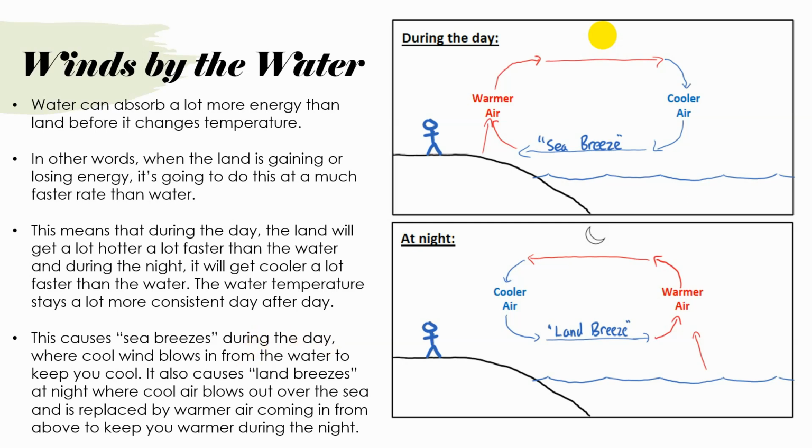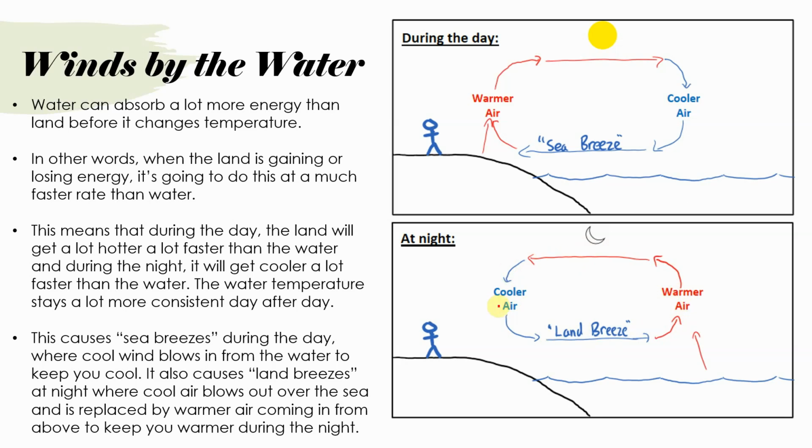Now at night, it's the opposite thing that's going to happen. The ground is going to get cold a lot quicker than the water. So that means the ground might drop by 10, 15, 20 degrees, whereas the water won't go down to be as cool as the sand around it or by the beach, for example. So relatively speaking, the water is going to be a lot warmer than the ground. That means the air above the water is going to be a lot warmer. And so we're going to get what's called a land breeze.